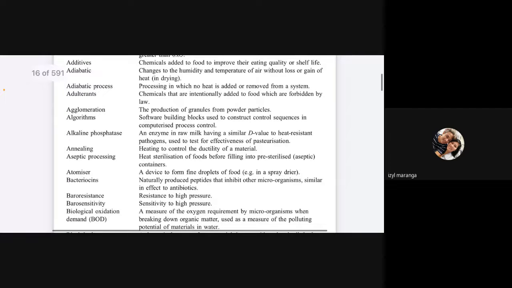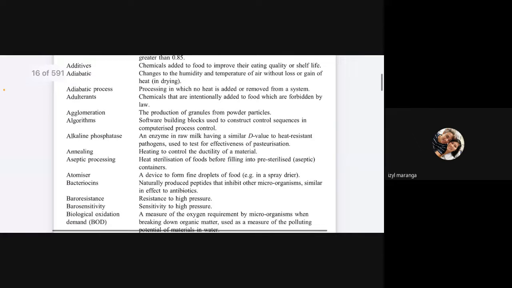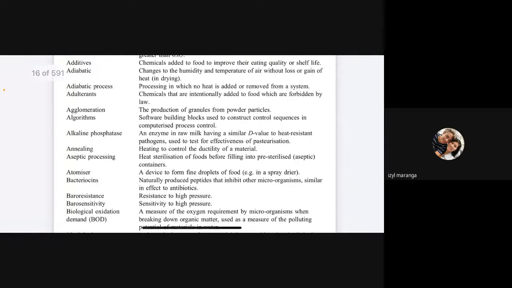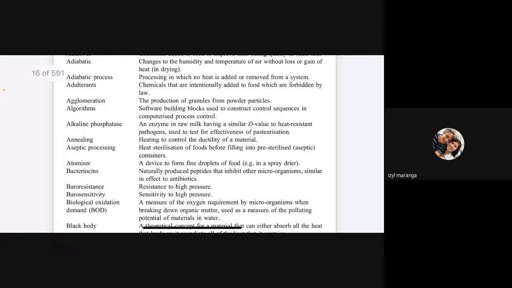So next we have additives, chemicals added to food to improve their eating quality or shelf life. So example of additives. Salt, ma'am. Yes, very good. Salt, sugar, and spices.